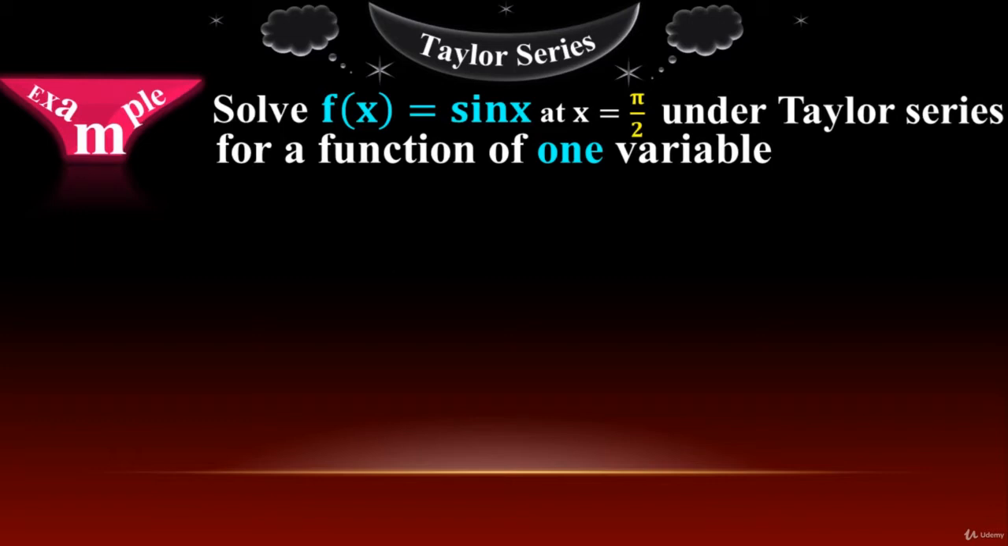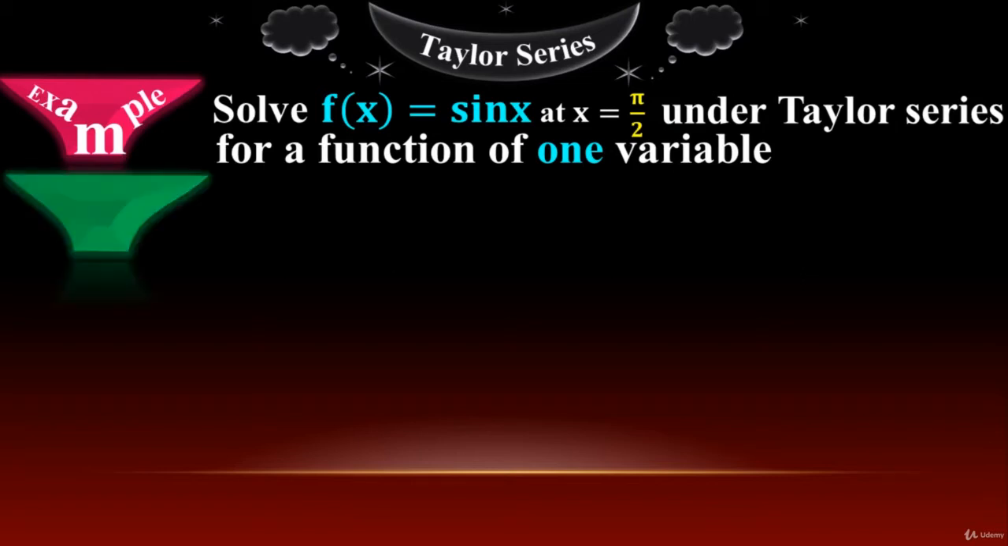One variable means that this is a function of one independent variable. We have only f of x, that is, only x as the independent variable. So therefore it is a function of one variable.